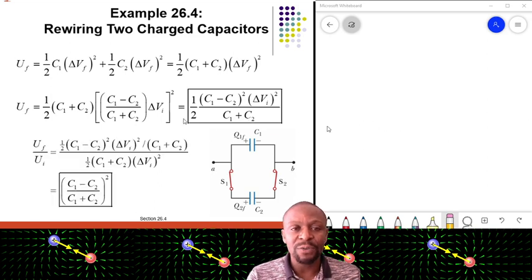Now the ratio of U final to U initial, remember U initial is in the previous slide, therefore this is just what you are going to have, and the half will just cancel and some of the terms will just cancel. After simplification, this is what you are going to have as your ratio of your final energy and the initial energy.